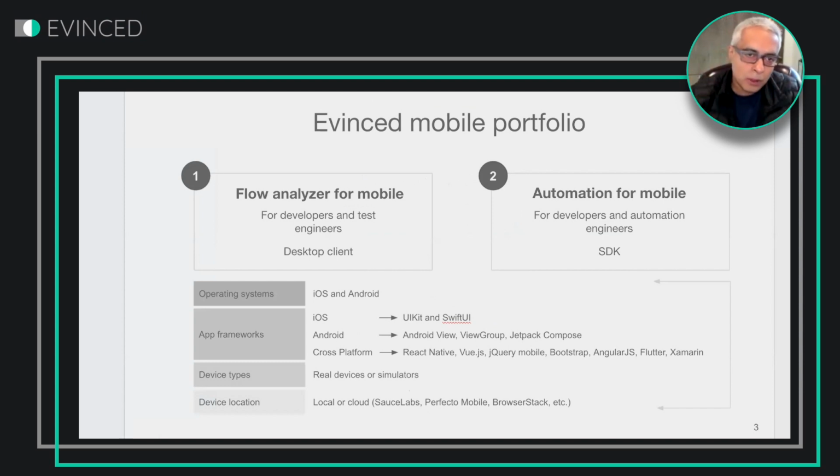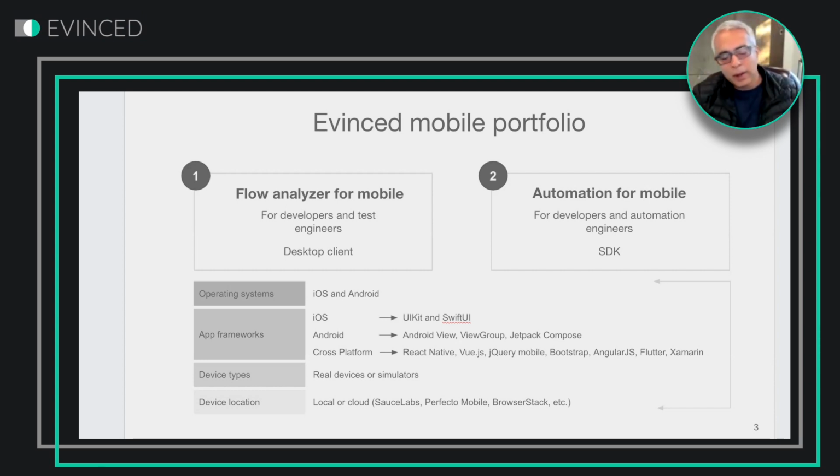And there's two products we've built so far. The first one is what we call the Flow Analyzer for mobile. And of course, we'll demo this later today, but it's essentially meant for developers and test engineers to very easily connect their mobile phone to a desktop client and analyze the accessibility of that particular app. It could be a dev version of the app, it could be a production version of the app, whatever. So that's the first product.